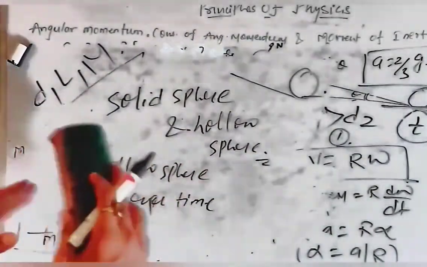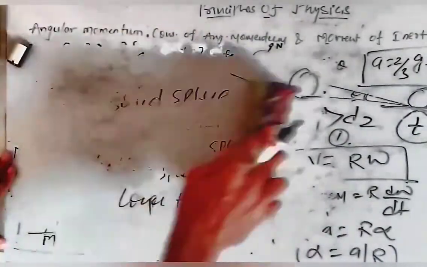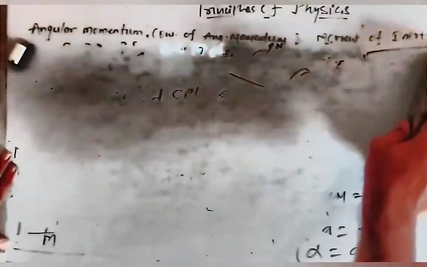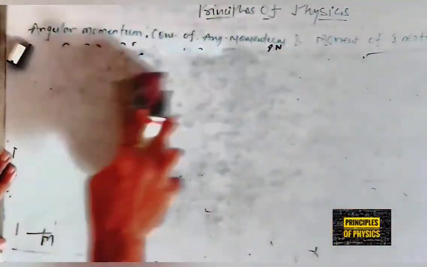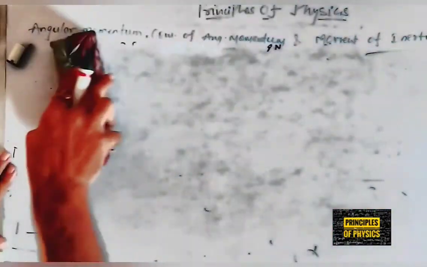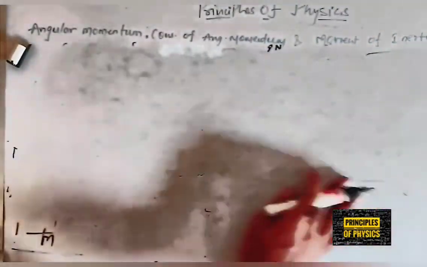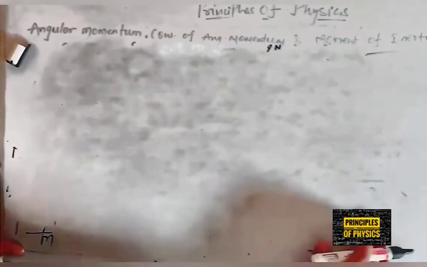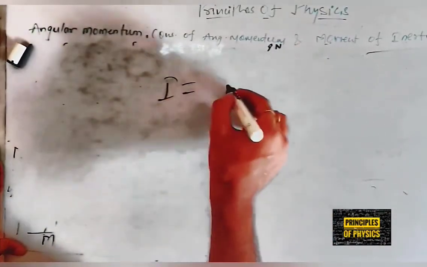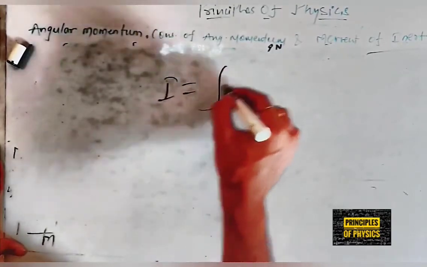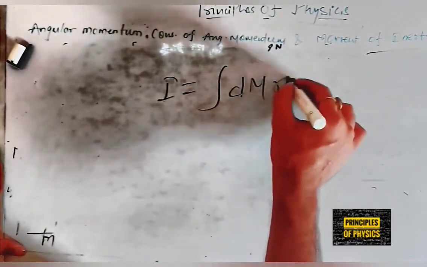And in the next session we will discuss the moment of inertia of some regular or predefined bodies, and for that the formula is I equals the integration of dm r square.